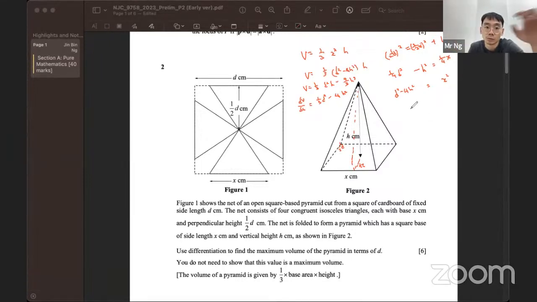Okay, so for maximum volume, dV/dh equals 0. So 4h squared equals 1/3 d squared. So h squared equals 1/12 d squared. So h equals square root of 1/12 d, or negative, so reject. Yeah, you do need to write the negative and reject, etc.